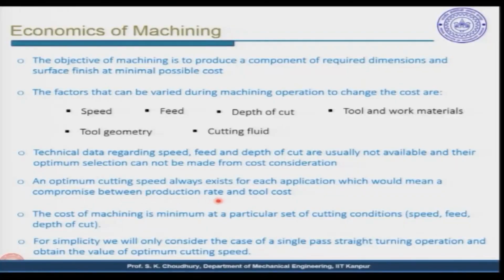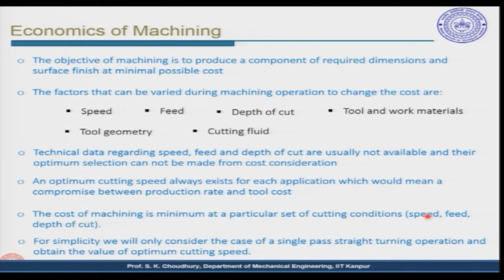But what happens when you are using a high speed is that the tool wear is also very high. Therefore, you have to use a certain cutting speed at which the tool wear will not be very excessive and the production rate also will not be very low. That is what we call a compromise between production rate and tool cost. The cost of machining is minimum at a particular set of cutting conditions.